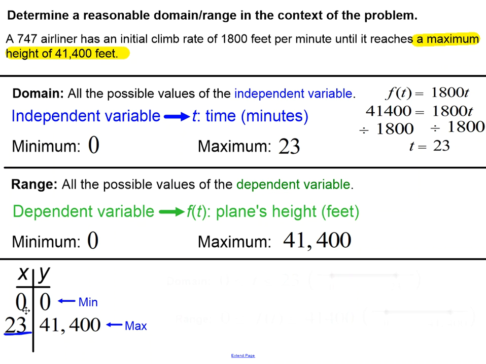So now I have both. I have my minimum at 0, 0. At time 0, the plane's height was 0. And I have my maximum. After 23 minutes, the plane's height was at a maximum of 41,400 because above 41,400, passengers start passing out and it's not safe to fly above that altitude. Okay, so this is essentially the domain and range. It's the minimum and maximum of all the possible values of the function based upon your deductive reasoning.